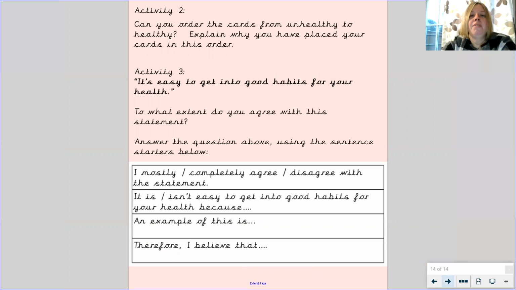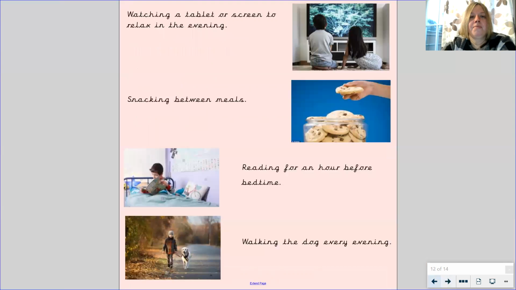Activity 2. Can you order the cards from unhealthy to healthy? Explain why you have placed your cards in this order. So you're going to go back and look at those 8 statements and pictures and put them in order from unhealthy to healthy. And then you're going to explain why you have put them in that order. Let's have a look at this.